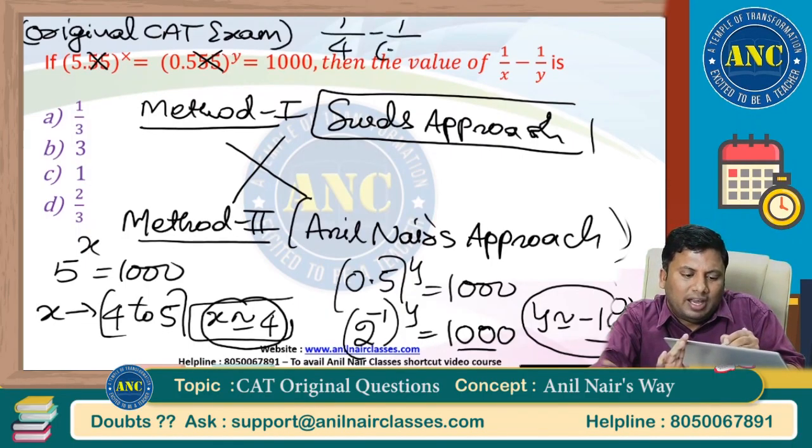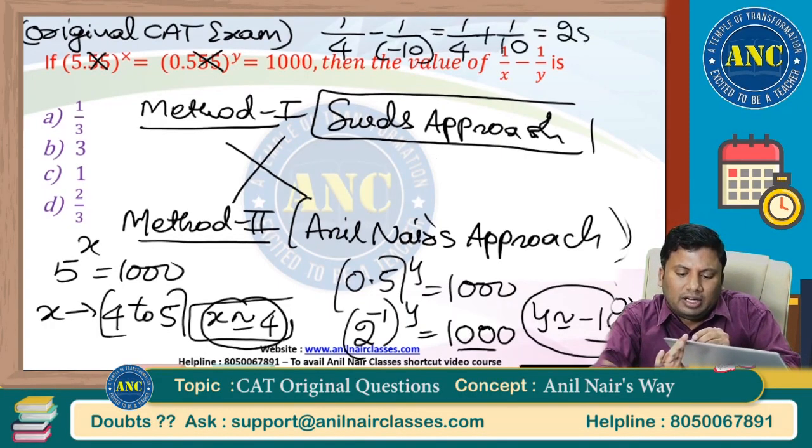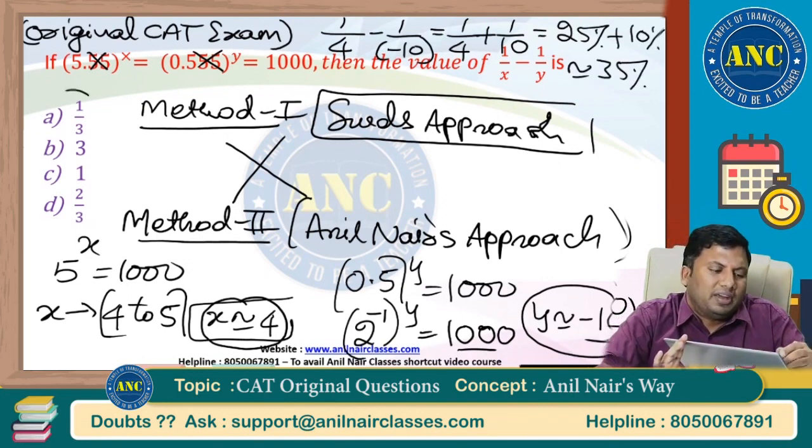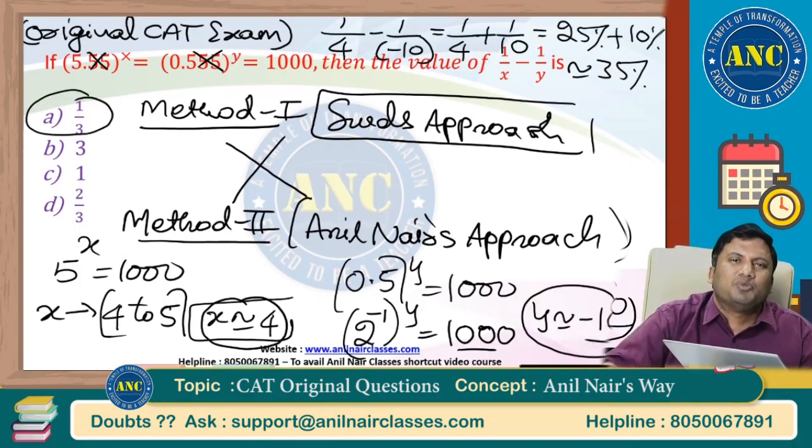1 by 4 minus of minus 10. 1 by 4 plus 1 by 10. It is nothing but 25% plus 10%. The answer should be closer to 35%. Answer is 1 by 3.